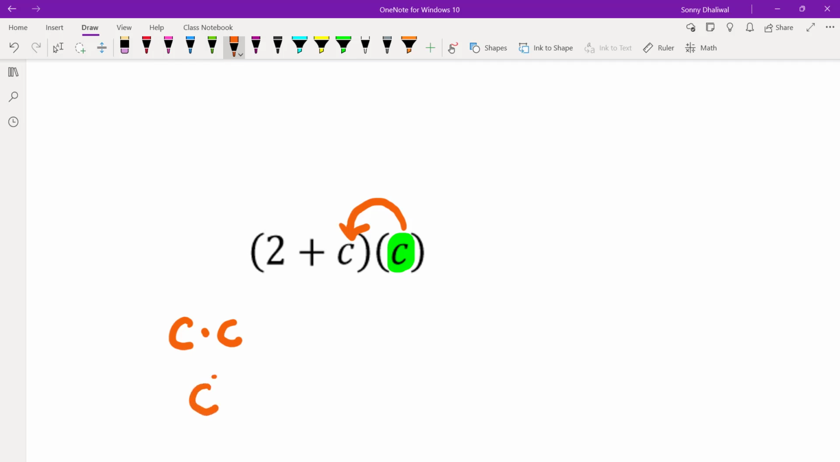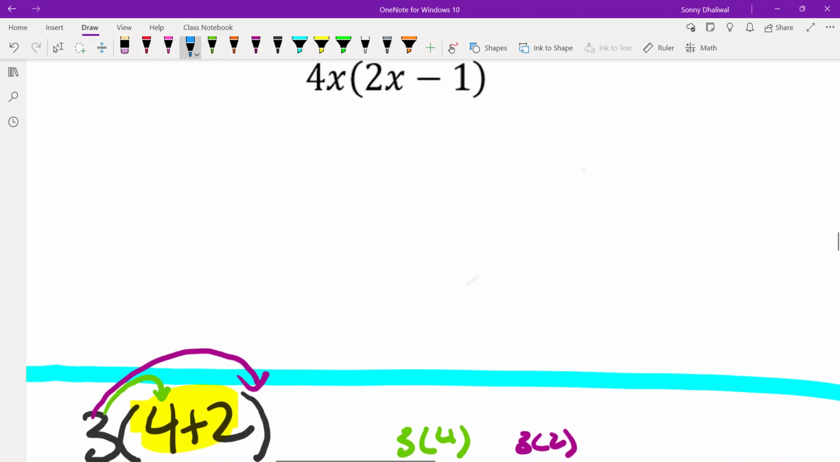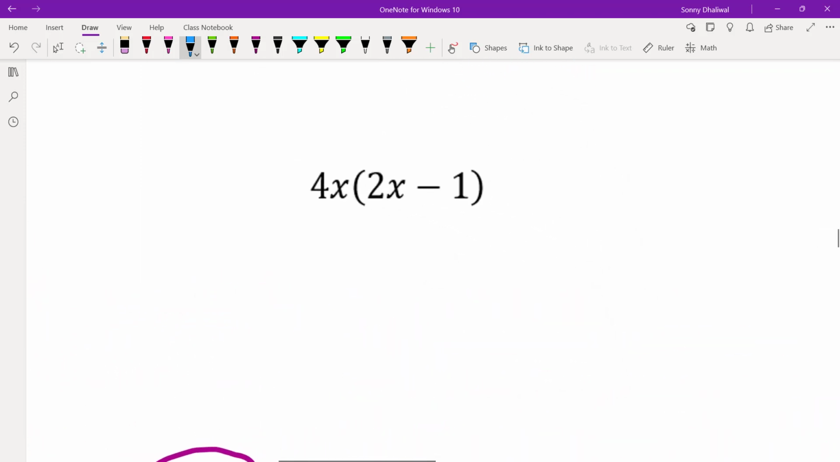C squared. All right. Then I take that monomial and I multiply it to the next thing. I have a C and a 2. What do we get? 2C. And the order we always write it down is the coefficient first. 2C, just like that. Now, we have two terms that need to be separated by a plus or a minus sign. What sign goes there? Plus, because that was a positive 2C. If it was a negative 2C, it would have been a minus. Plus.